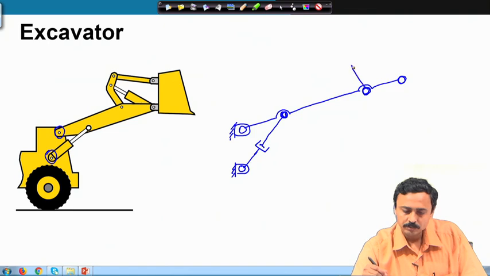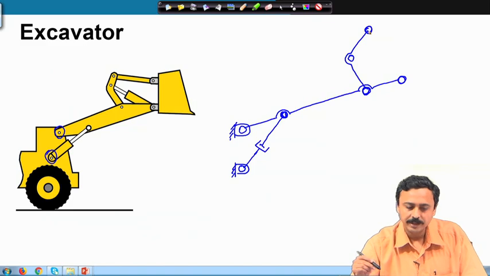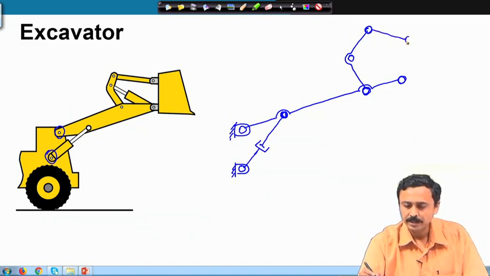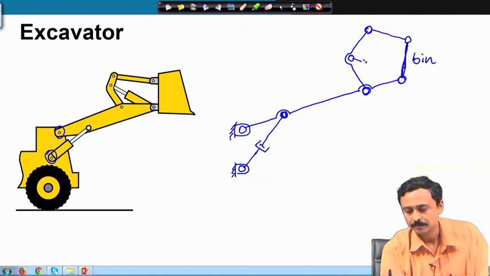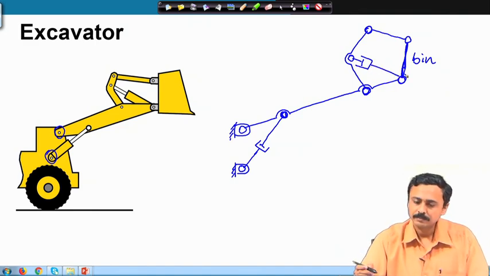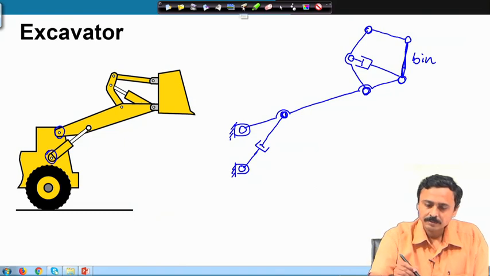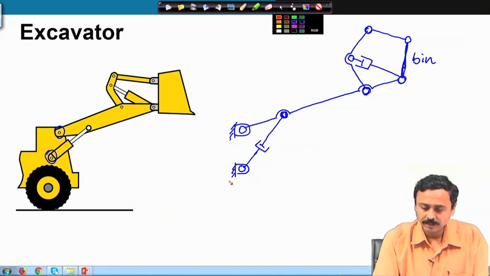This is connected to a ternary link, to a binary link, and finally to the bin. So, this is the bin. Now, here we have an actuator. So, let me count the number of links.